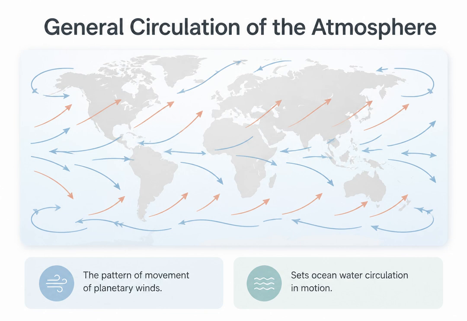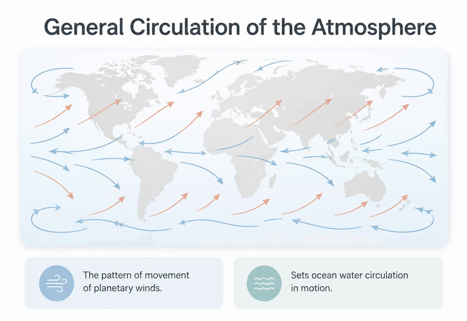All of these pressure belts we've discussed are the foundation for the general circulation of the atmosphere. This term simply refers to the large-scale pattern of movement of the planetary or permanent winds across the globe. This atmospheric circulation is incredibly powerful. It actually sets the surface ocean currents in motion, which in turn heavily influences the Earth's climate.